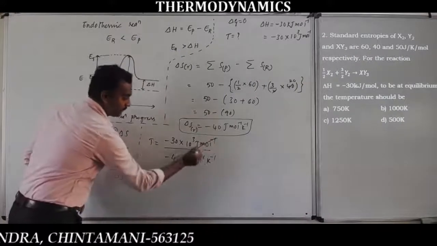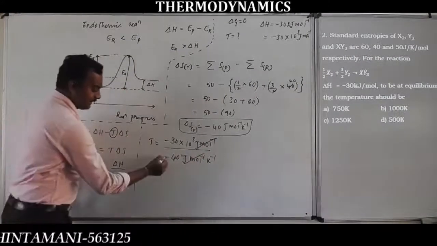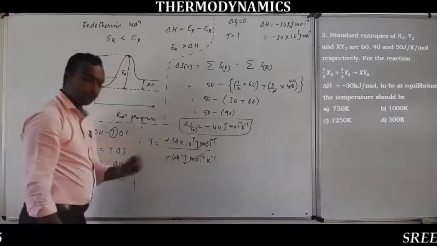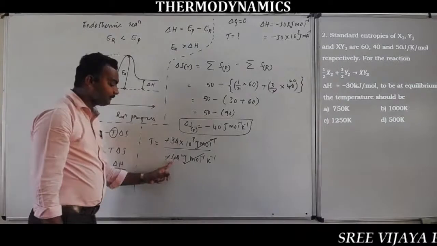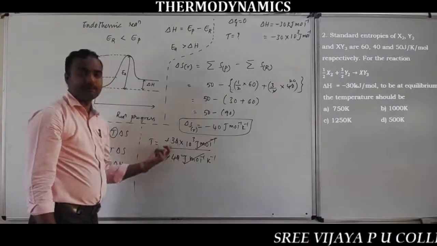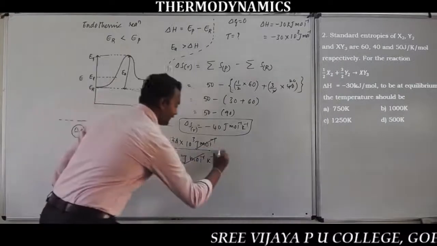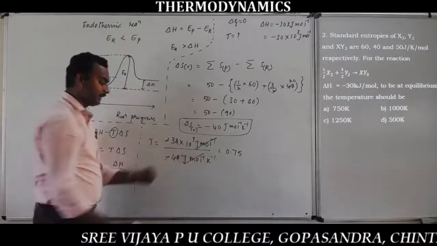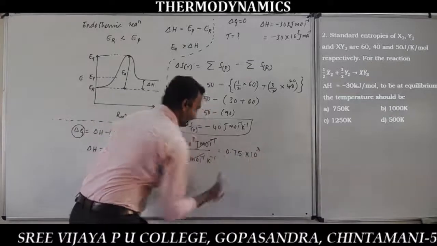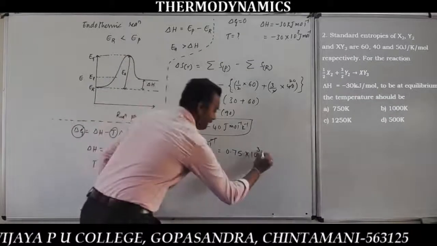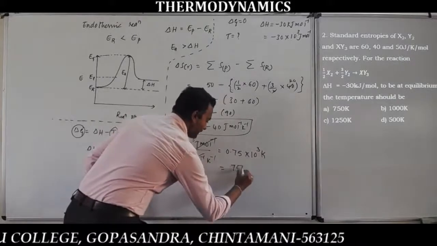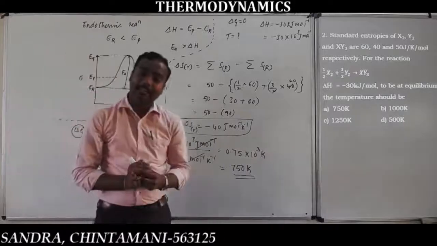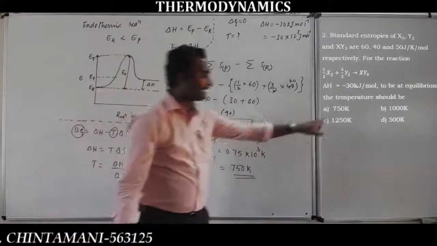Observe that joule per mole gets cancelled, the minus gets cancelled, and here the 0 gets cancelled. Don't go to the calculator, 3/4 is nothing but 75%, so it becomes 0.75 into 10 power 3. Per kelvin on top becomes kelvin, so it is 750 kelvin. So at this temperature the reaction attains equilibrium. Therefore option A is the correct answer.